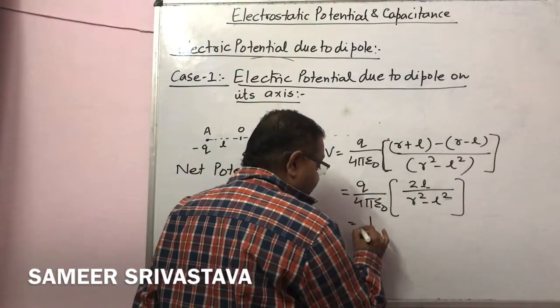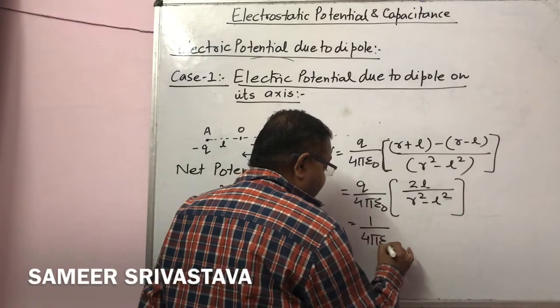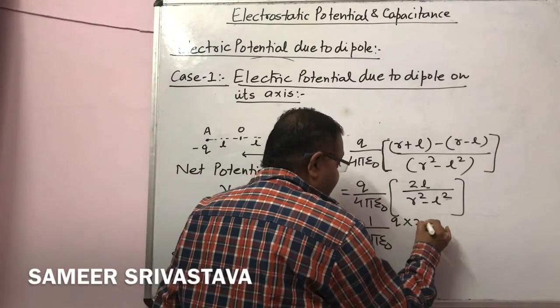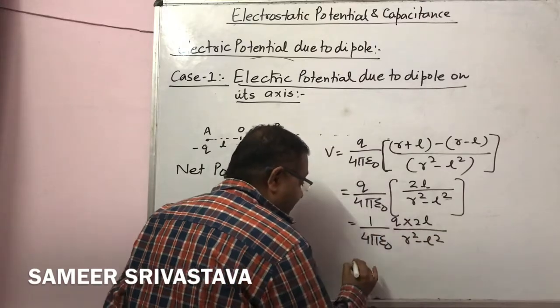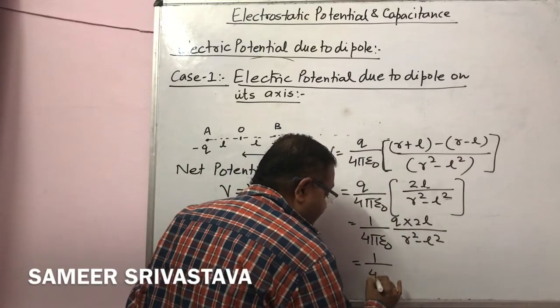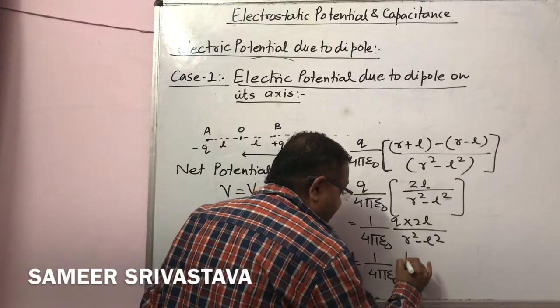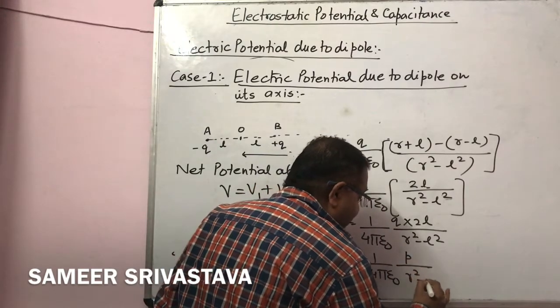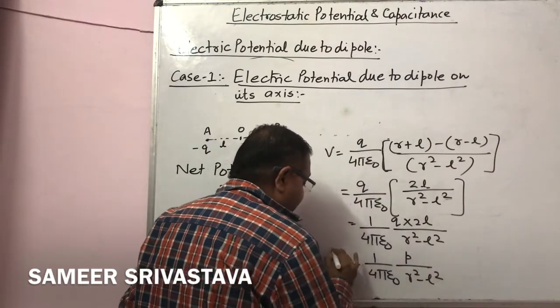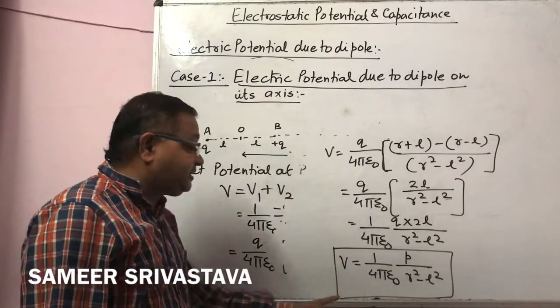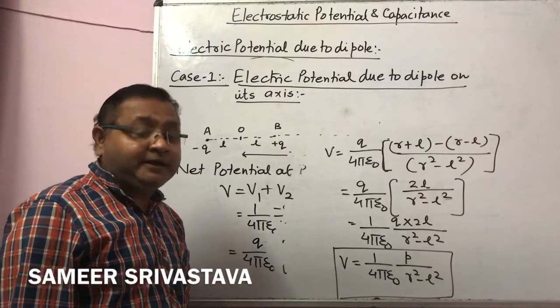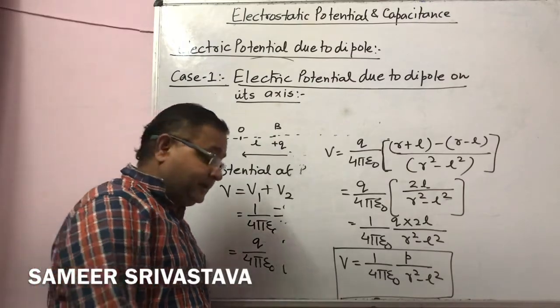So we write this equation as 1 upon 4 pi epsilon naught Q into 2L upon R square minus L square. Or finally we can write 1 upon 4 pi epsilon naught P by R square minus L square. This is the general expression of the total net potential at the point P due to the dipole.